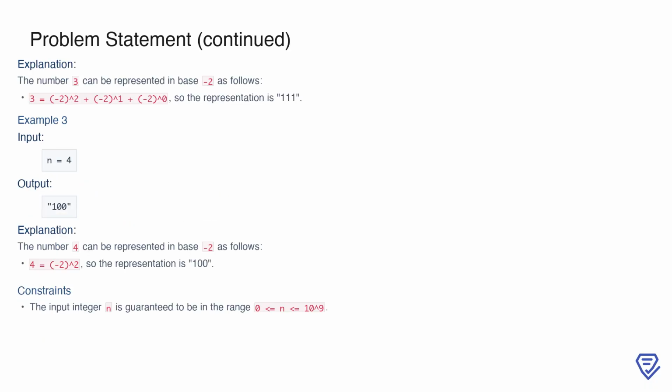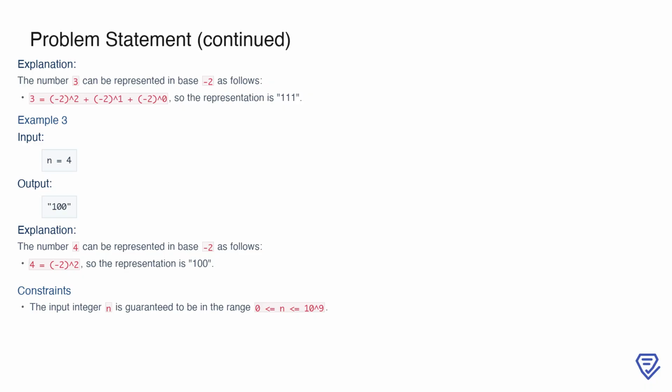Now consider the case where n equals 4. The output for this input is 100. This is because 4 can be expressed as (-2)^2 alone, with no contributions from smaller powers of -2. The coefficients in this case are 1 for (-2)^2, and 0 for all lower powers, resulting in the base -2 representation 100. These examples highlight the process of decomposing the number into powers of -2 and determining the coefficients, which form the digits of the output string.